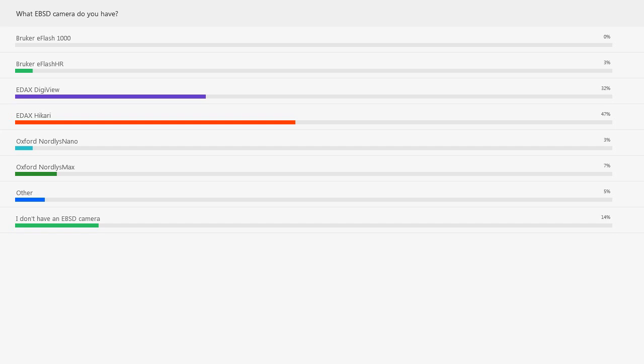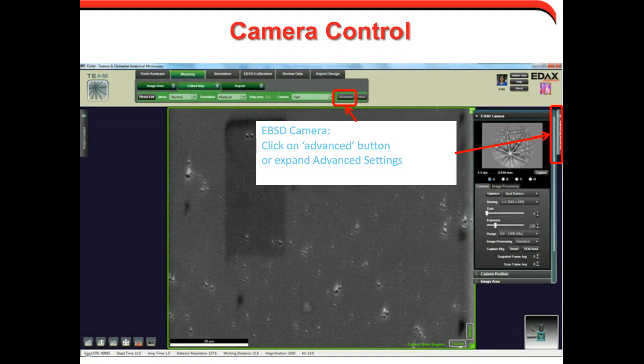It's always good to see people interested in the technique and figuring out how the cameras work. So I'm going to be talking a lot about different settings on our cameras. And the biggest question that I sometimes get is, of course, where do I see these? There are two spots where you can see the advanced settings on your camera. One is in the green bar on the top of Team, underneath the advanced. Or you can also bring out the pull-out menu on the right and do the EBSD camera.